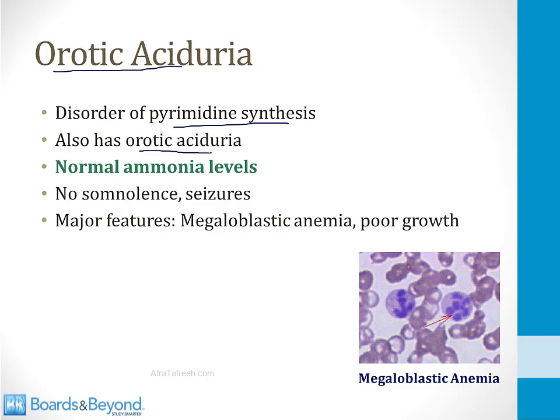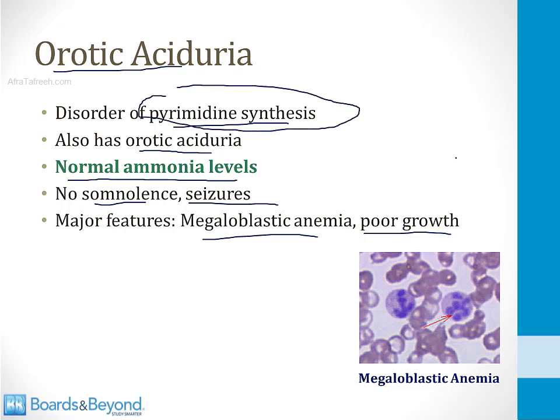However, in orotic aciduria, there is no problem with the urea cycle, so the ammonia levels are normal. This means there will be no somnolence in these babies, no seizures in these babies. The major feature of orotic aciduria is a megaloblastic anemia and poor growth. And the reason you get a megaloblastic anemia in orotic aciduria is because you cannot synthesize pyrimidines, therefore you cannot synthesize DNA and RNA normally, and that leads to a megaloblastic anemia.